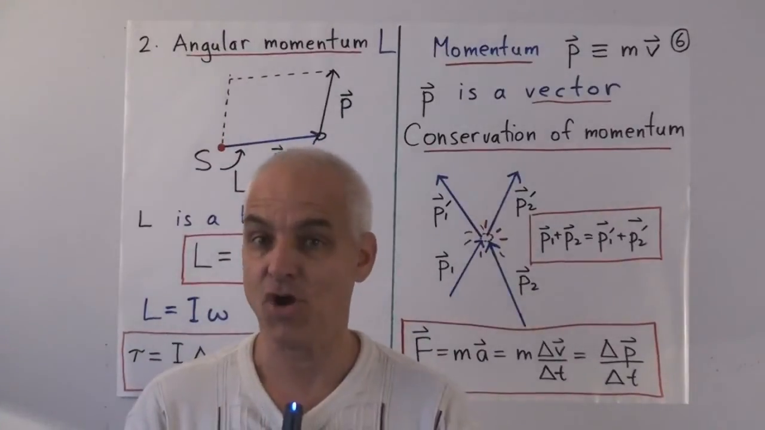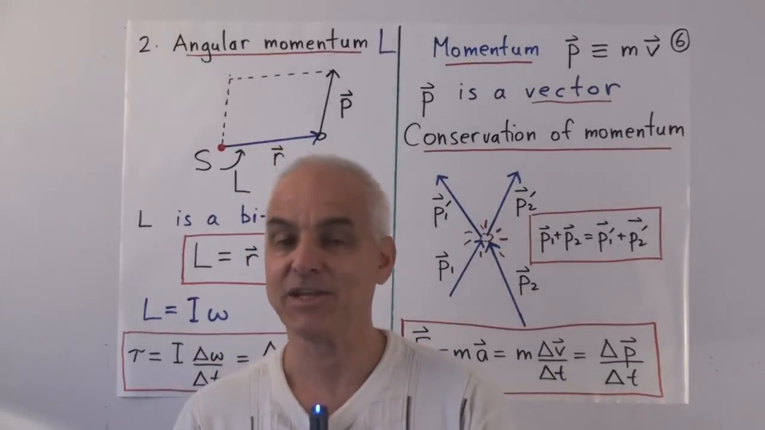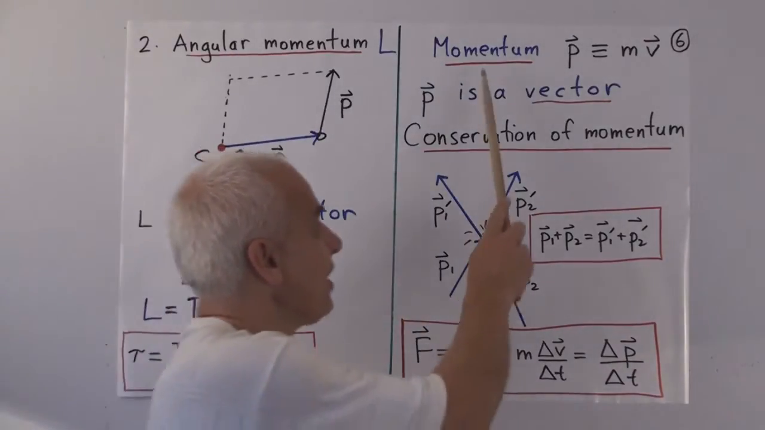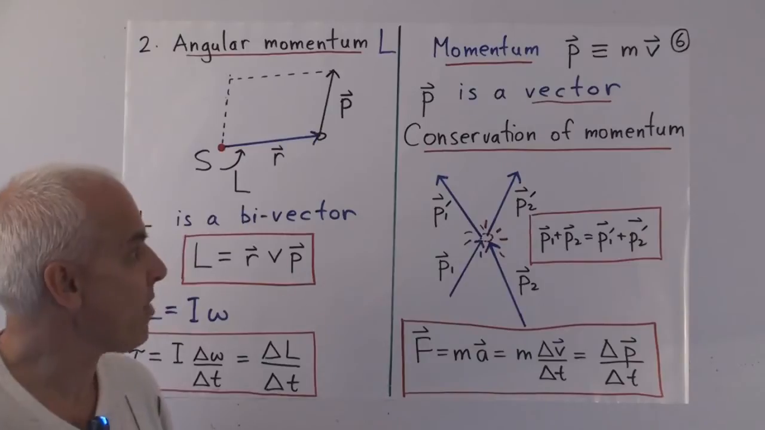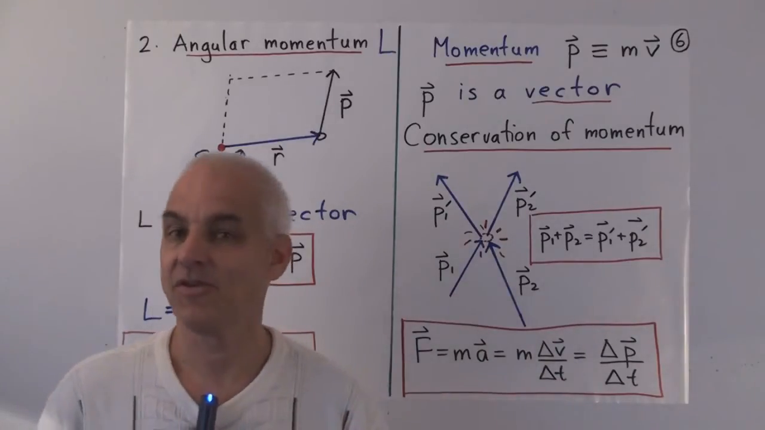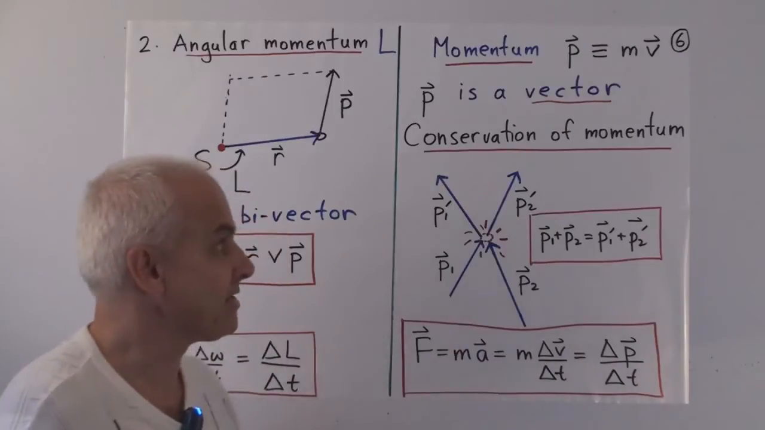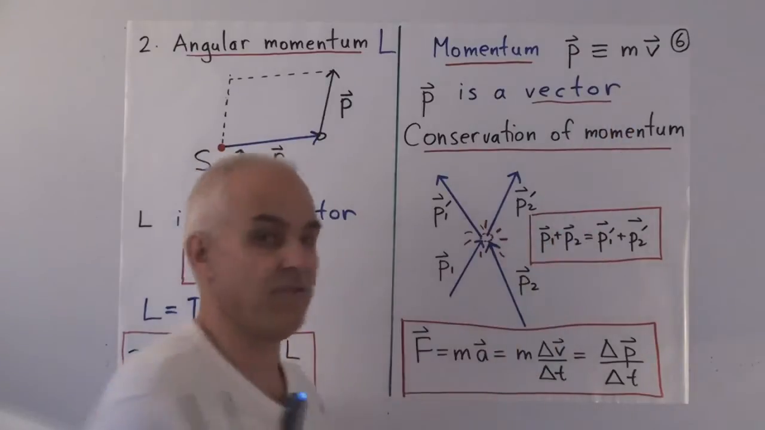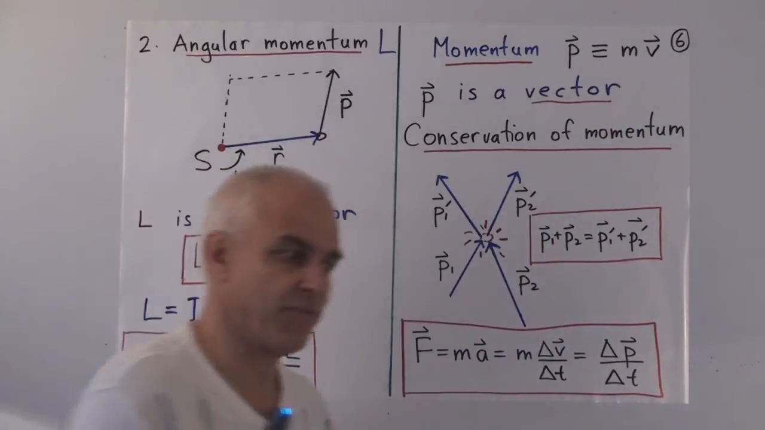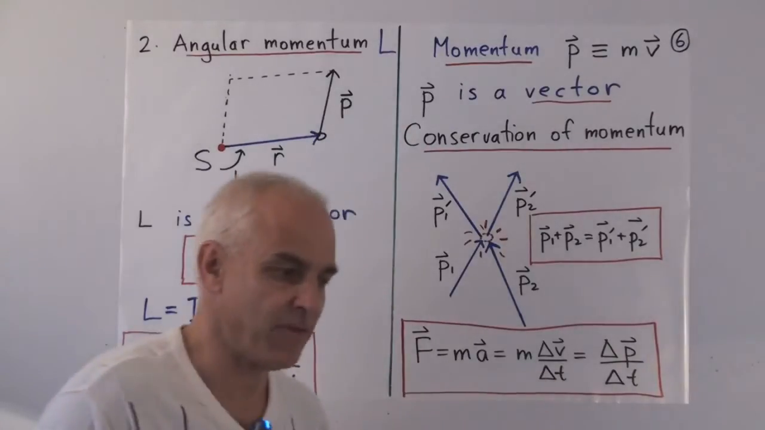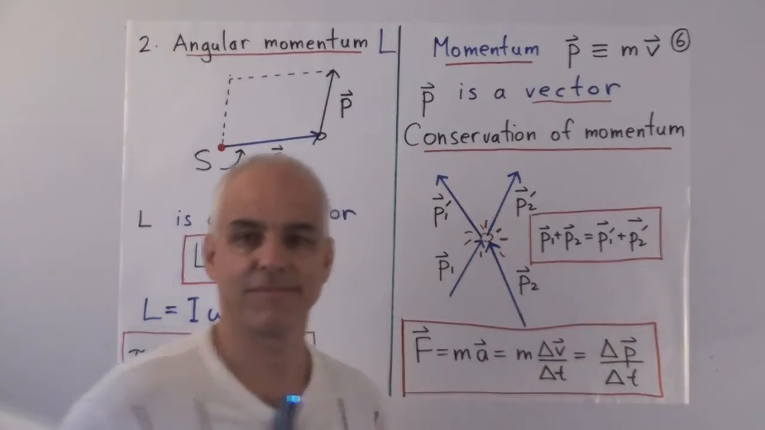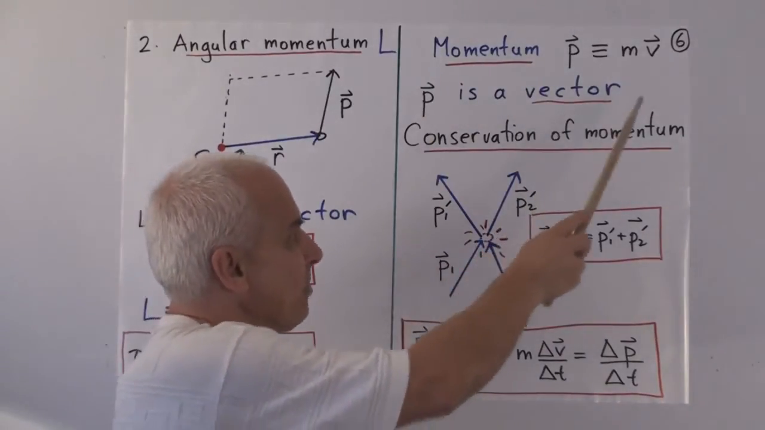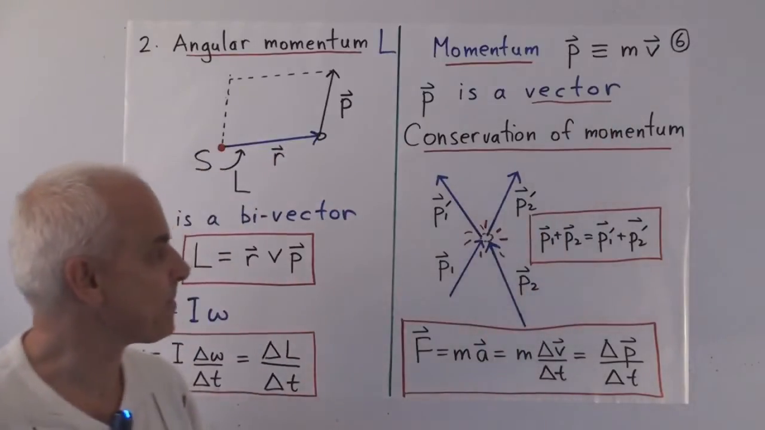The next occurrence of bivectors in physics is with angular momentum. And to introduce angular momentum, let's first talk about linear momentum. So if you have a particle traveling with velocity v in a certain direction, and its mass happens to be m, then its momentum is m times v. This is the amount of momentum that it has, the amount of carrying on that it wants to do. This momentum p is a vector because it's a multiple of the vector v.